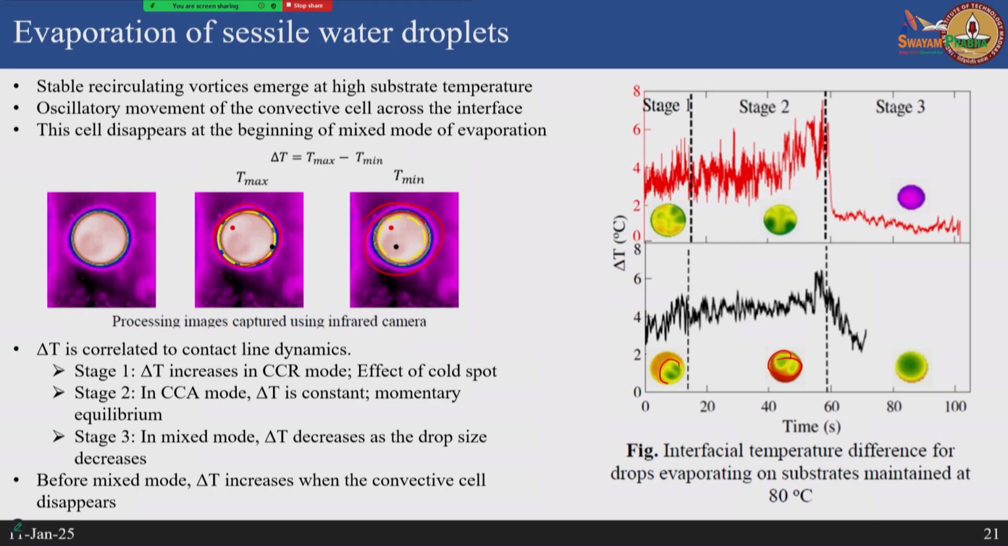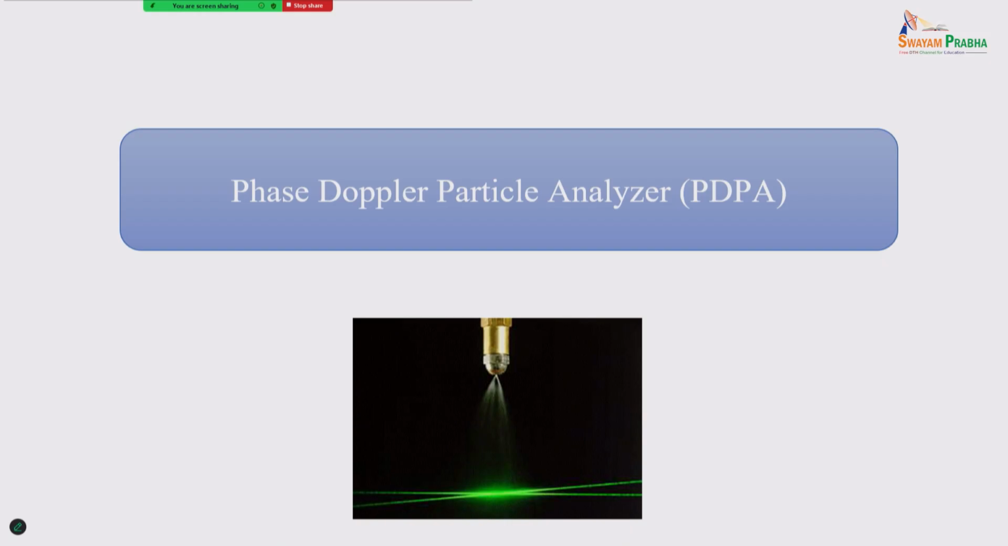So later the student also did a micro PIV study, looking at how these currents can be captured using PIV particles, and he could also extract these convective currents through the micro PIV, and we could corroborate with the IR data. Okay, now what we have completed till now is only IR imaging. So we still have PDPA.